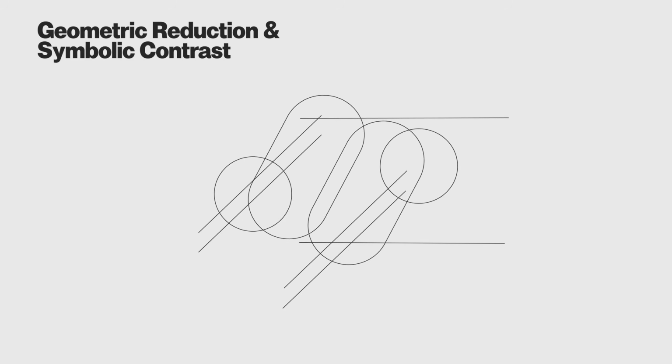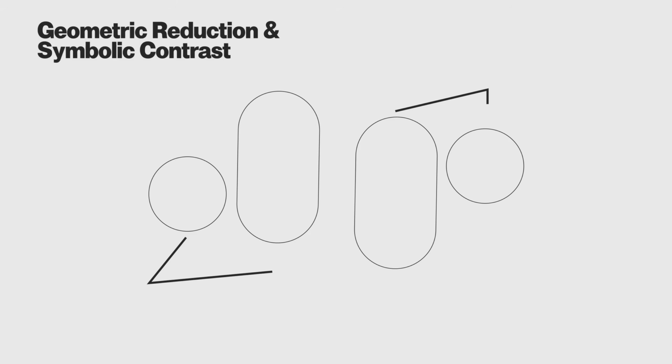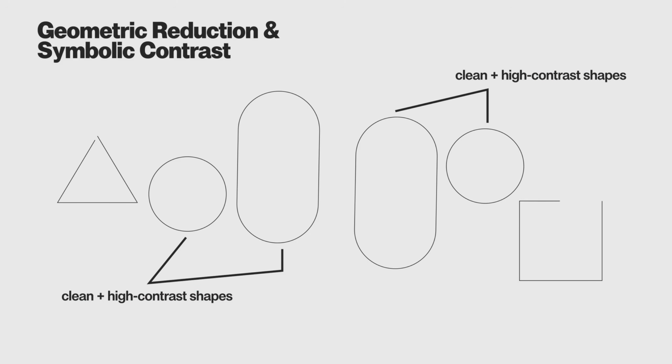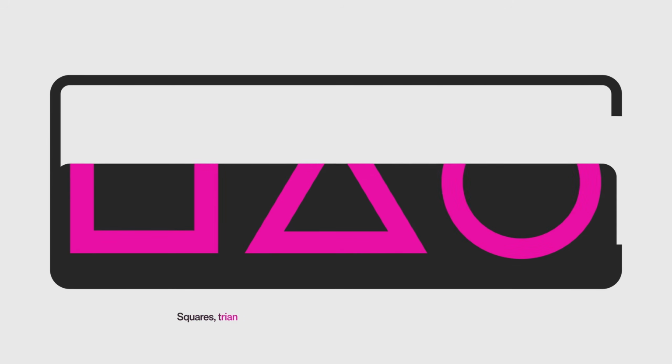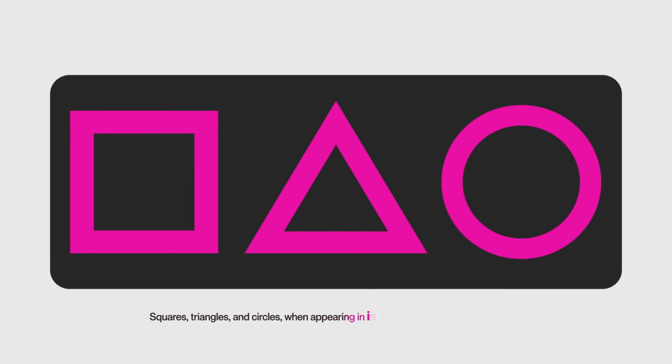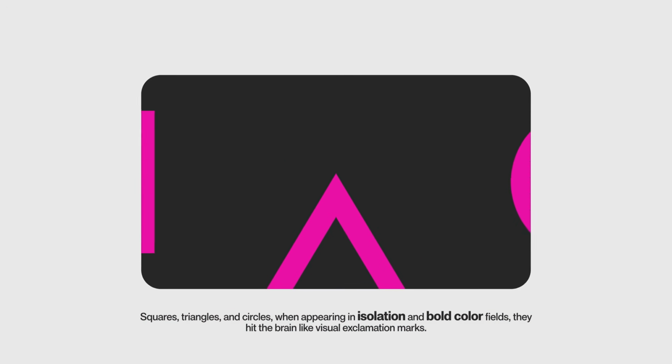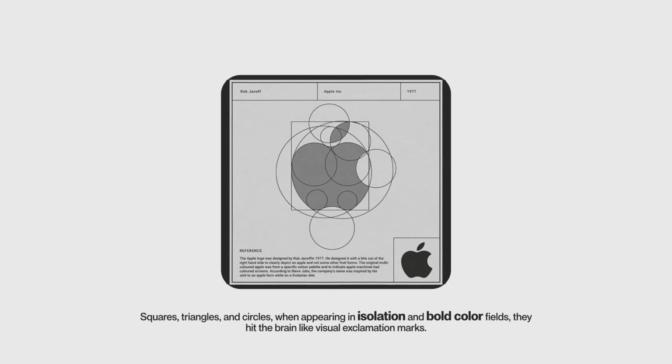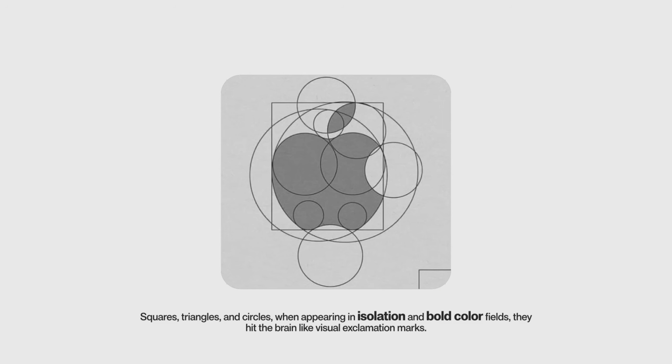Now, they work so well because the human brain is drawn to clean, high-contrast shapes. These are often the first forms we ever learn to recognize as people. Squares, triangles, and circles, appearing in isolation and bold color fields, hit the brain like visual exclamation marks. If you think about it, it's the same reason you instantly recall the Apple logo. They both rely on stripped-down geometry that the mind can store in a single glance.